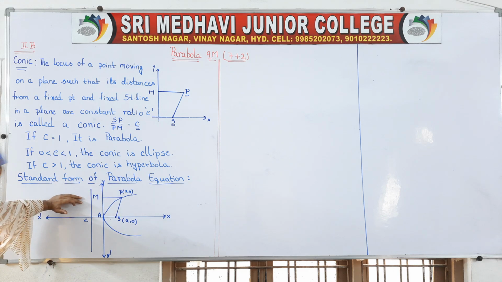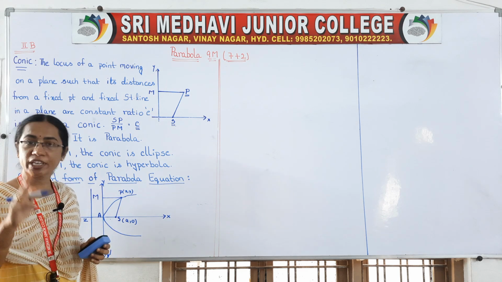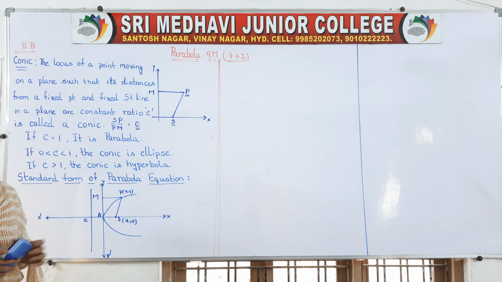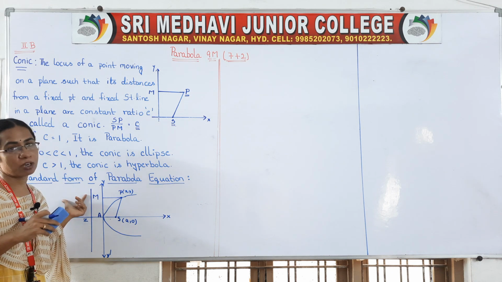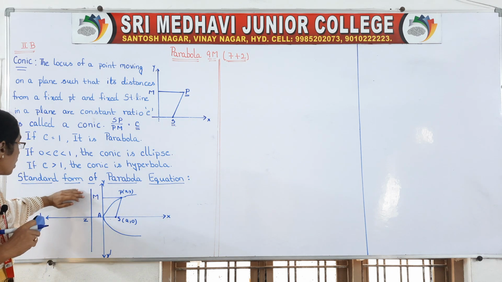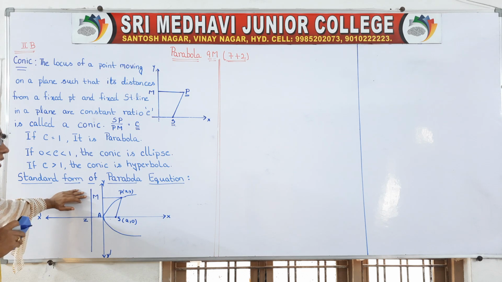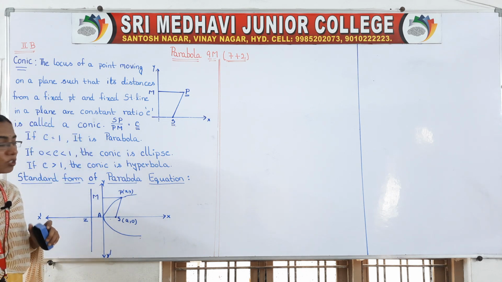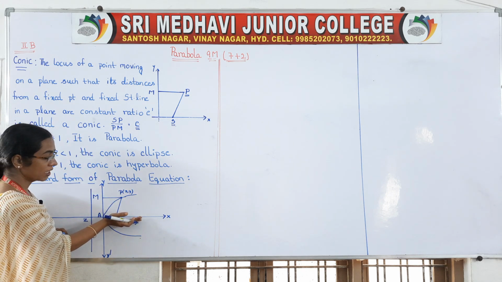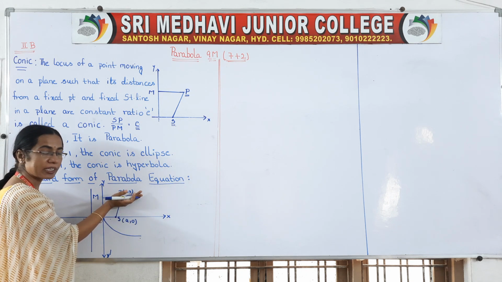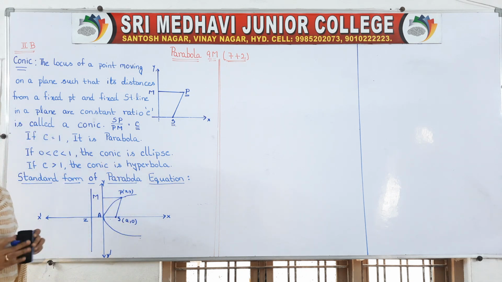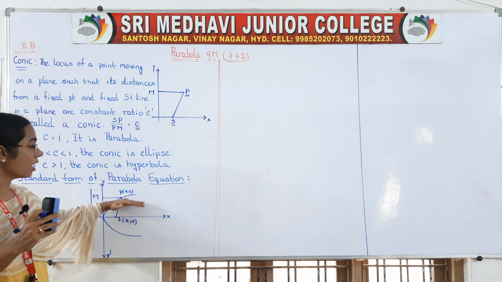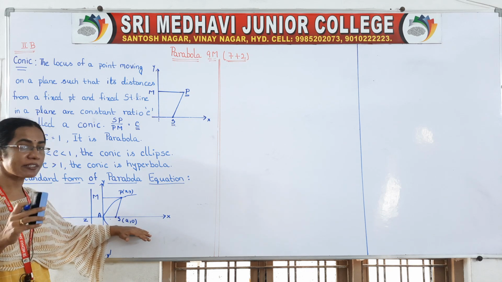Today we are dealing with the topic parabola. We have all three topics: parabola, ellipse, and hyperbola. So today we will start with the parabola equation. First, come to the standard form of the parabola equation. If you observe, this is called the parabola curve. It is a symmetrical curve. Symmetrical means the area above the x-axis and below the x-axis will be the same. That is called the parabola.